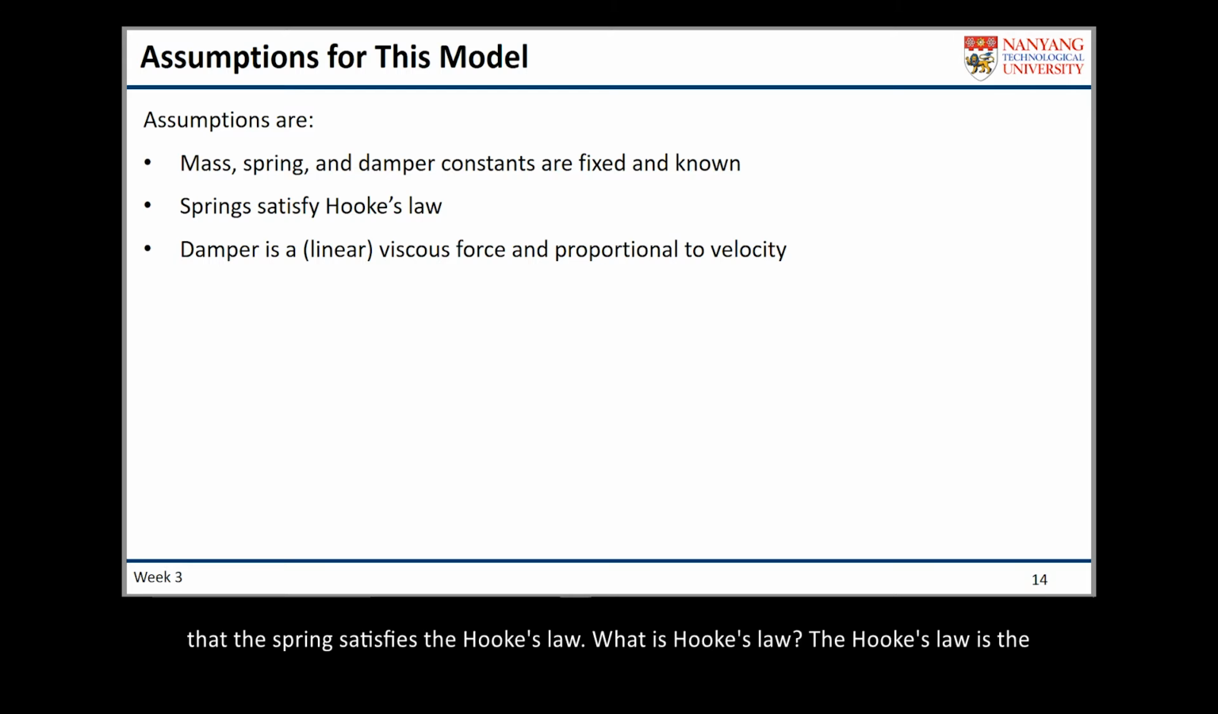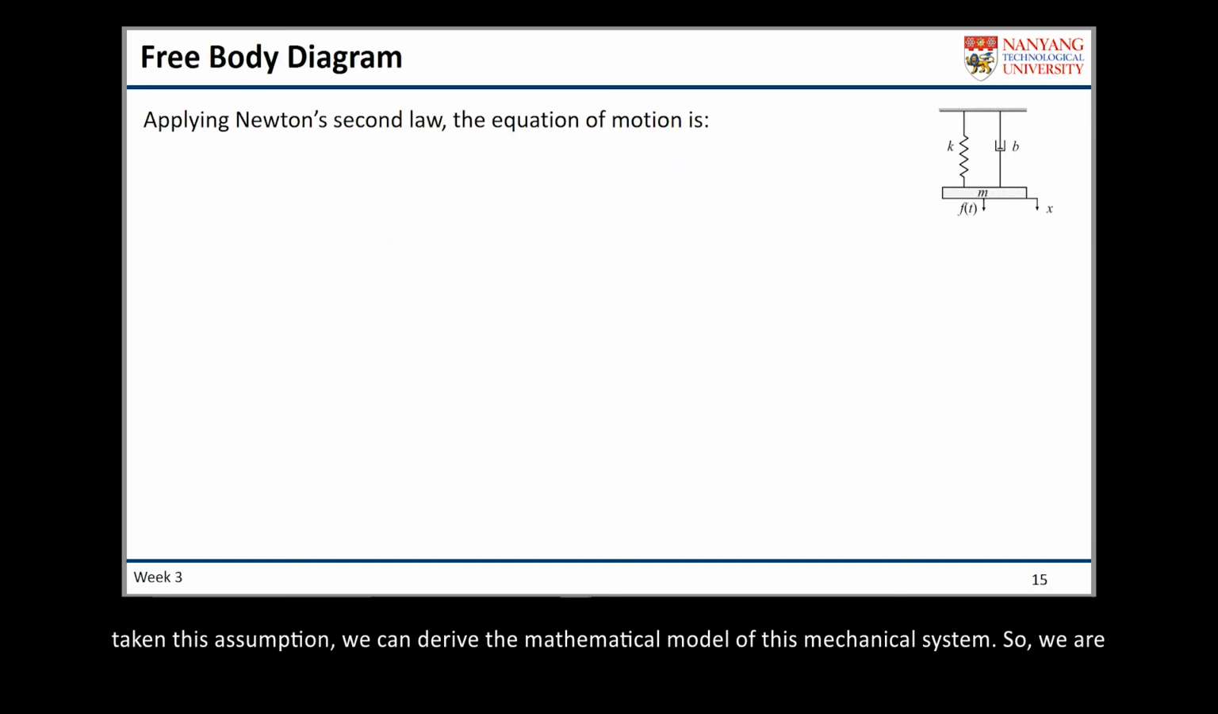What is Hooke's law? Hooke's law is the property of the spring that says that the force acting on the spring is proportional to the relative deformation. And the last assumption that we take is that we have a damper where the force of the damper is proportional to the velocity. The last two properties we have already discussed in the previous few slides. Once we have taken these assumptions, we can derive the mathematical model of this mechanical system. So we are going to derive the model now.